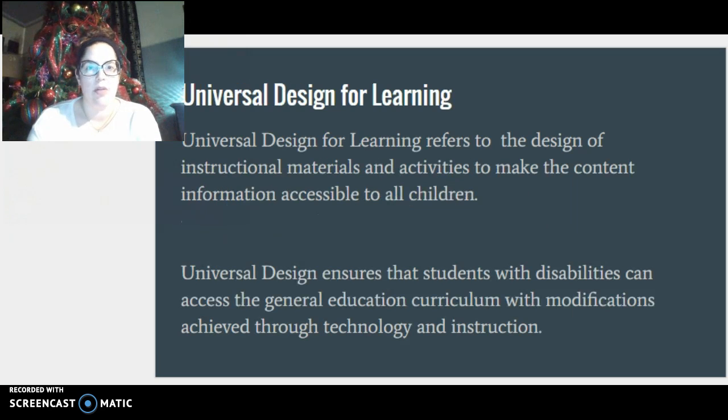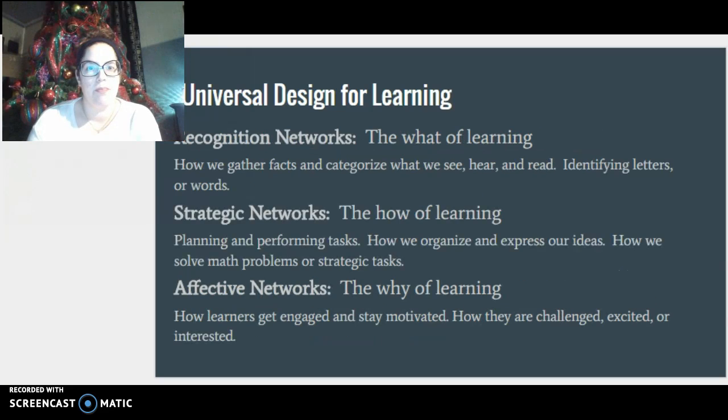So I'll go through some of the key elements in the universal design for learning, and then I'll follow that up with differentiated instruction and how those work together, what similarities they have, and my plans for the future. So the universal design for learning has 3 networks: the what, how, and why.